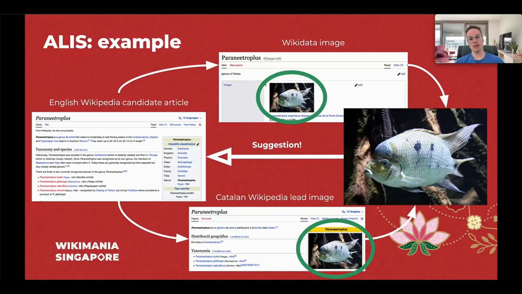And well, it turns out we're also lucky enough to have the same image of the same fish appearing as a lead image in the Catalan Wikipedia article, which is the equivalent to the English one we have. So the signal here for a relevant suggestion gets even stronger. And we're definitely confident enough to go for that fish image and suggest it to the initial English Wikipedia article.